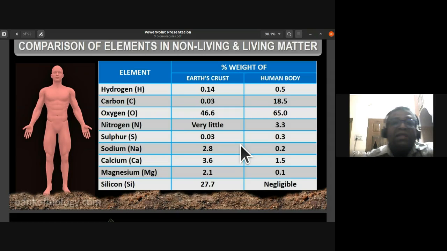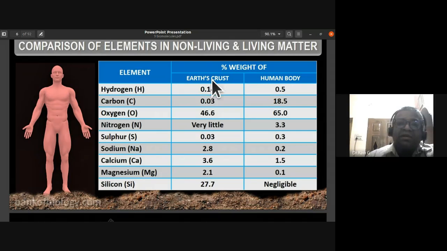So now we had a comparison of elements, that is, non-living and living matter. So we had compared that. For the non-living thing, we took the Earth's crust. So what are the elements in the Earth's crust and the percentage of these elements in living material? The living material here is the human body that we took into comparison.